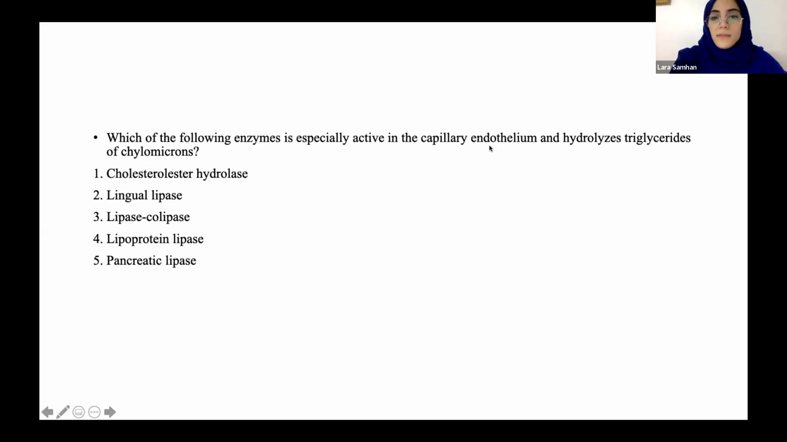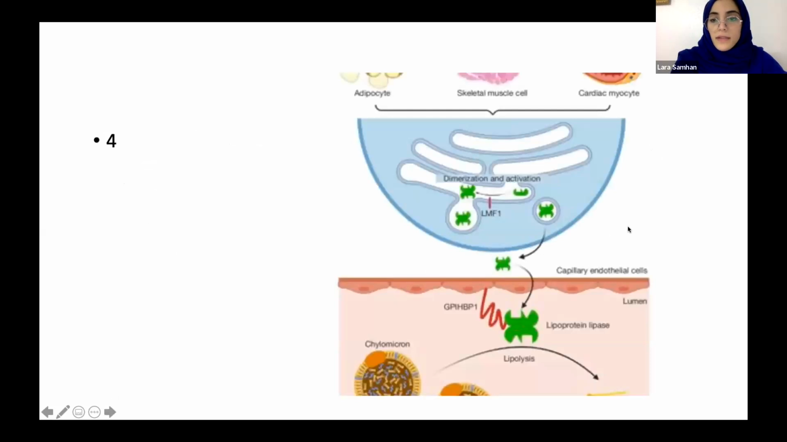But to be more specific, the enzyme in the capillary endothelium that helps the hydrolysis of the triglyceride of the chylomicron is going to be number 4, which is the lipoprotein lipase. And this figure just explains how it happens. As we said, this is the chylomicron. We use this enzyme, the lipoprotein lipase, and it helps all the way in the hydrolysis of the lipid.